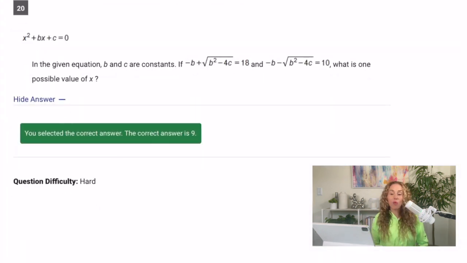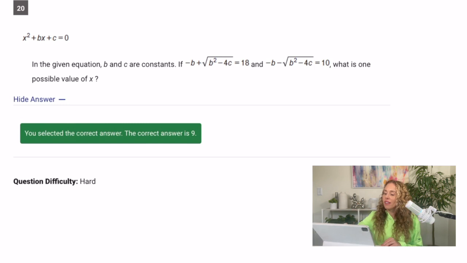All right, last one. So they gave us a quadratic and they said if negative b plus the square root of b squared minus 4c equals 18 and negative b minus the square root of b squared minus 4c equals 10, what is one possible value of x? It is easy to overthink this and start thinking, okay, I've got to use the quadratic formula. Okay, sum of solutions. What do I do here? Guys, try to keep it simple. That's basically a system of equations.